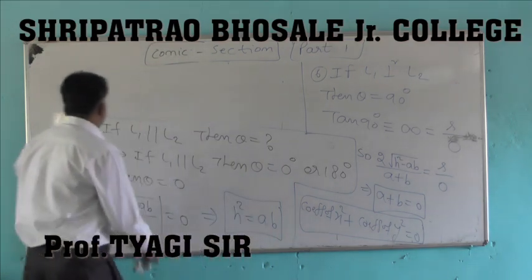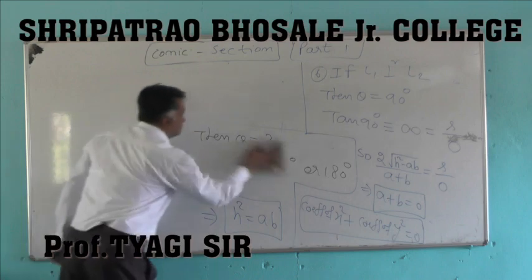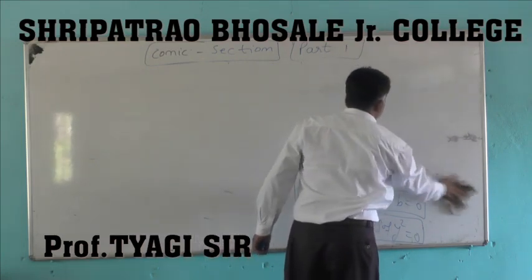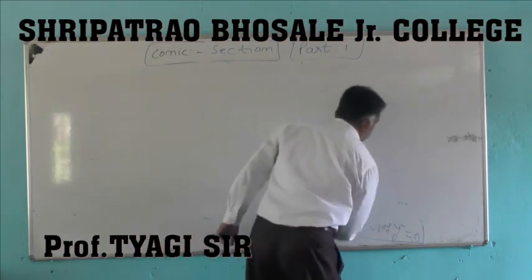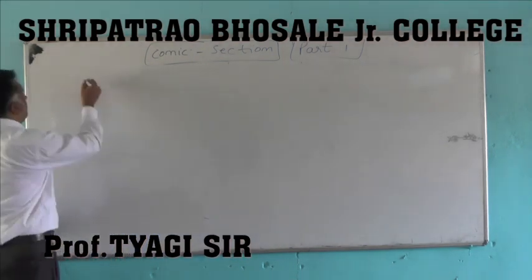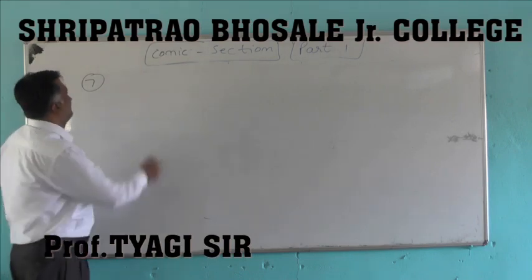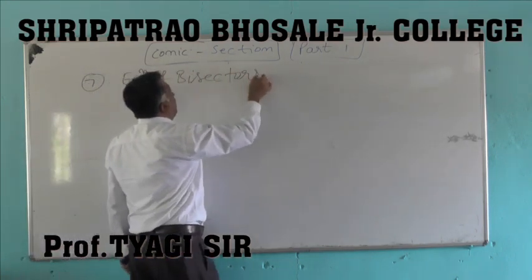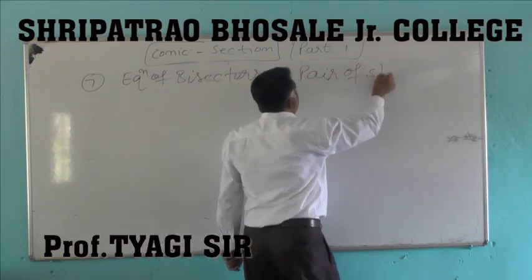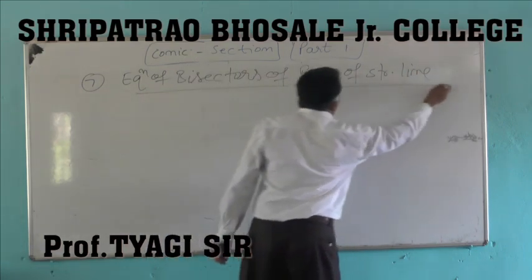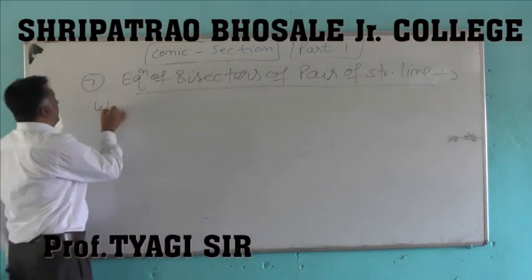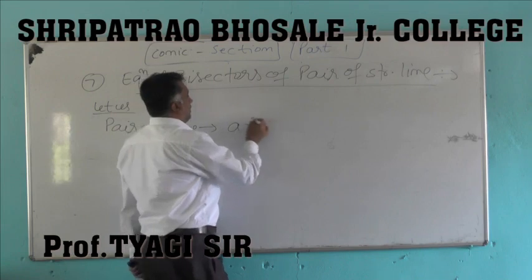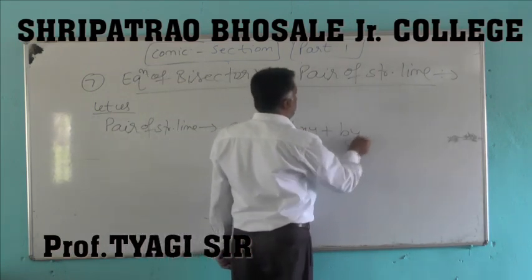Now we are coming on the next point. The point is point number 7: equations of bisector of pair of straight lines. Let the pair of straight lines be ax square plus 2hxy plus by square equal to 0.